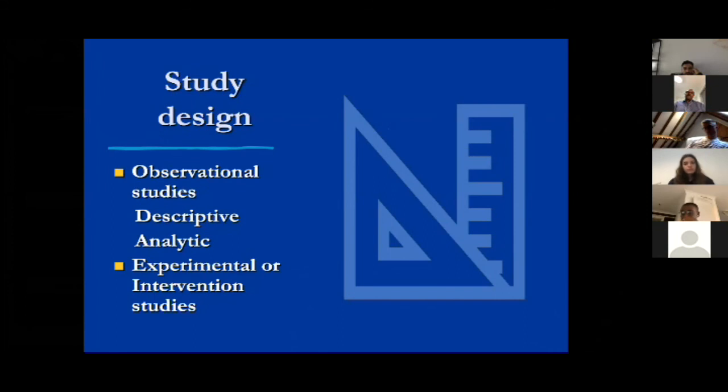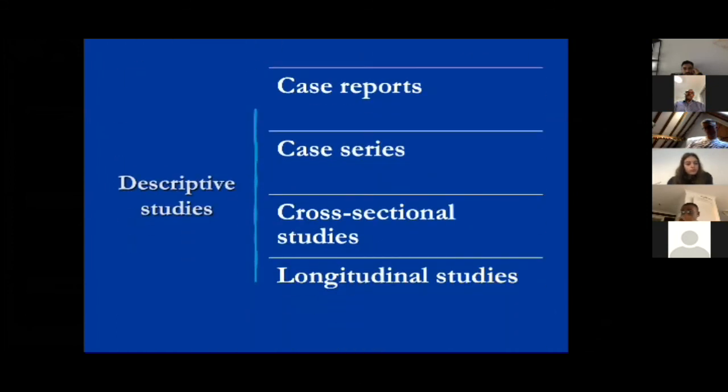Okay, let's go to the next slide. So what are the descriptive studies? Common things. I've written here case reports, longitudinal studies. The case reports are quite common things. As a beginner, you start by writing a case report. What is a case report?